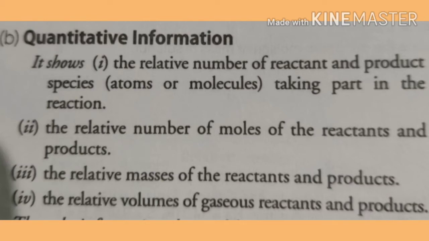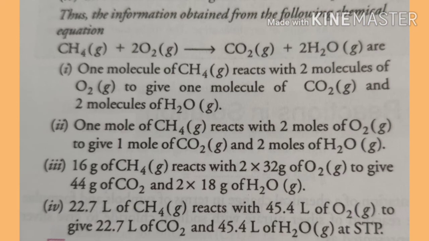Now I have taken one example, and on the basis of this chemical equation, we can say what information we can collect from it. So this equation is for methane. When it is burned in air, it forms carbon dioxide and water. So the reaction is CH4 plus 2O2 converted into CO2 plus 2H2O. So this is the balanced chemical equation.